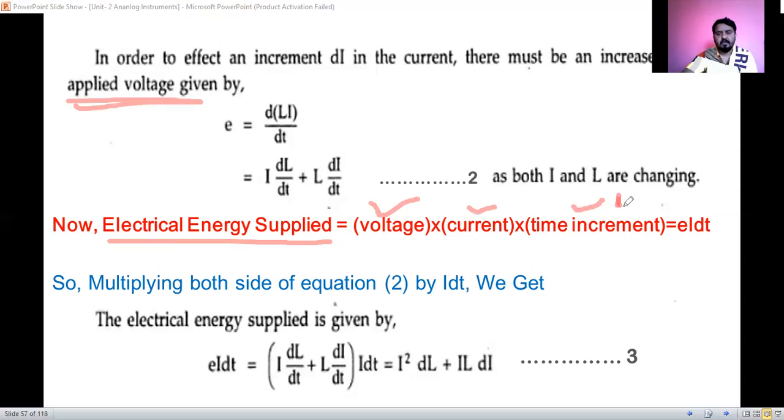Initial time t, and the time increment we are going to consider as dt here. dt is nothing but the change in time. Yes, dt equals change in time.